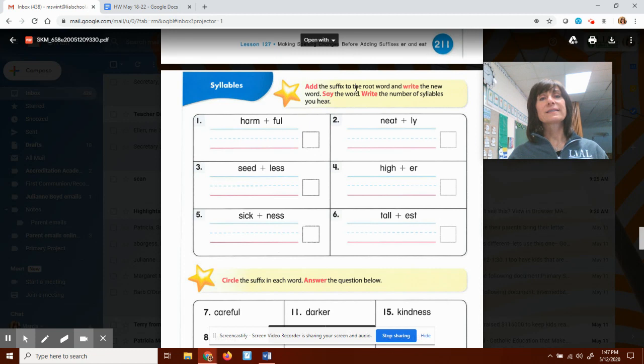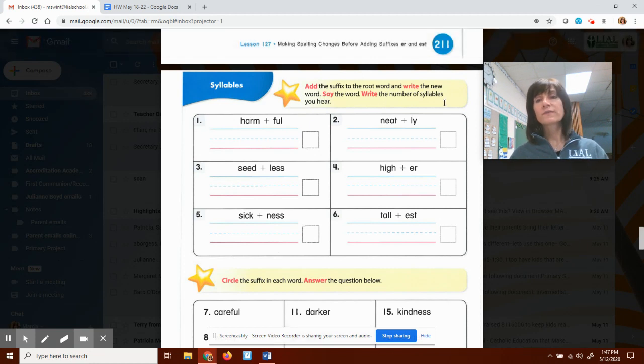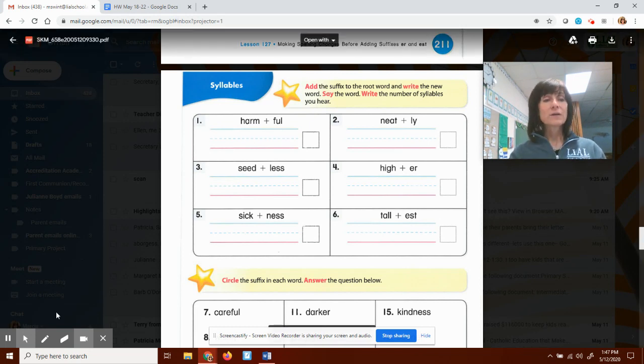Whoops, I'm sorry. This is not Thursday's. This is the backside of today's. Add the suffix to the root word and write the new word. Say the word, write the number of syllables you hear. So if I have a word such as harmful, I'm going to combine harm, the root word, with the suffix full. Harmful. I know there I have 2 syllables. So go ahead and you'll finish the top part here.